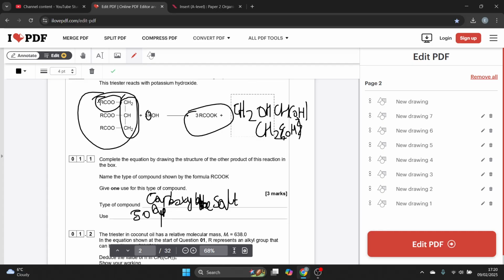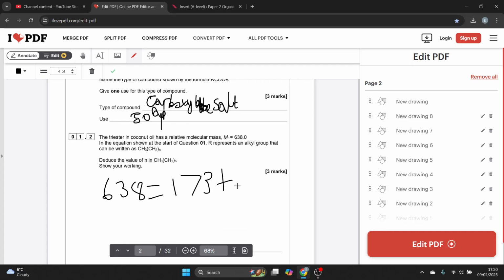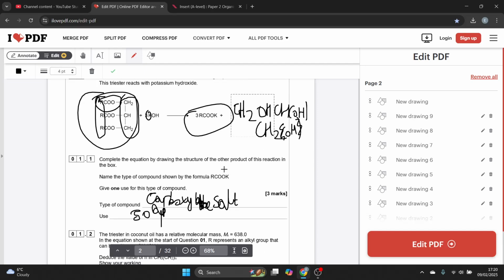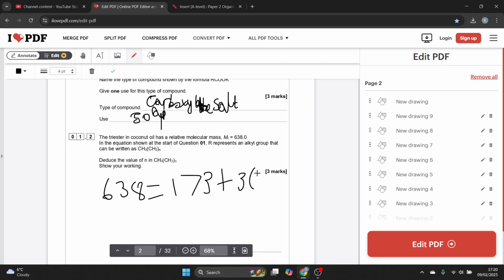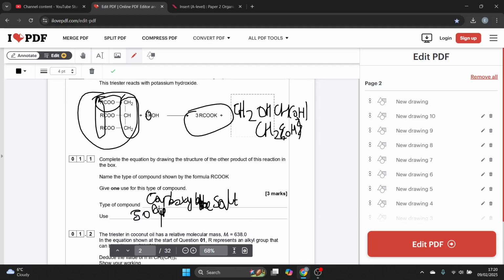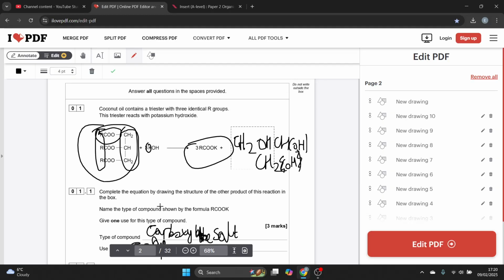Plus, well then these R groups, plus 3 R groups, and then 15 plus your 14n. Yeah, 15 plus your 14n.